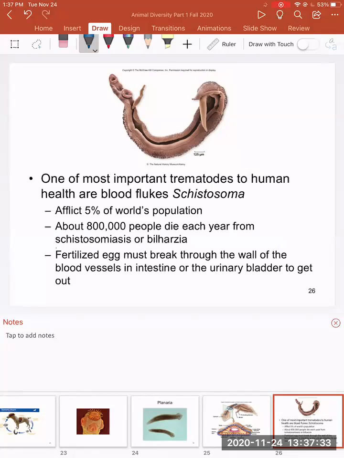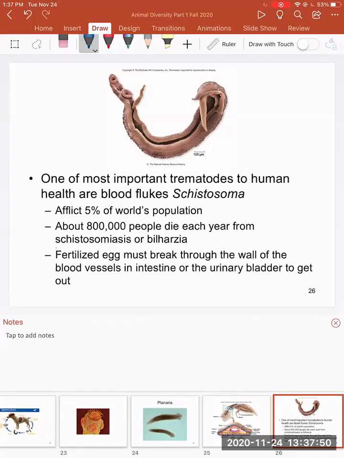These are flukes. This is a schistosome worm, and almost 1 million people a year die from these worms in third world countries. They are very dangerous. So that's a picture of them.